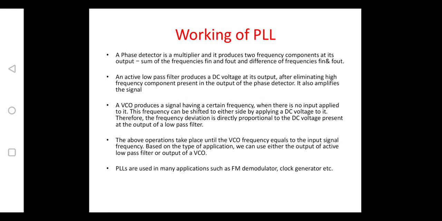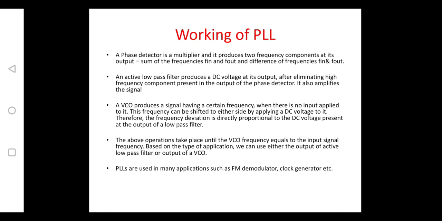The low pass filter amplifies the low frequency signals, and the VCO output will have a certain frequency. Even if we are not applying any input to the VCO, it gives a certain frequency, and this is again compared with the input. This process continues until the phase detector output is equivalent to 0.